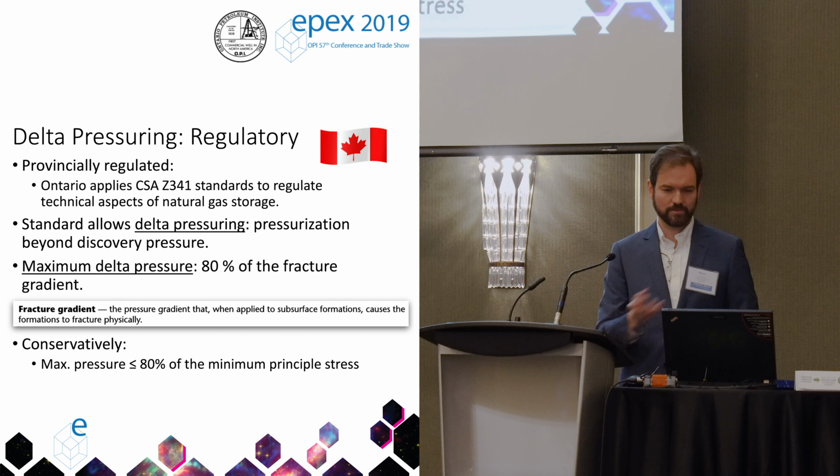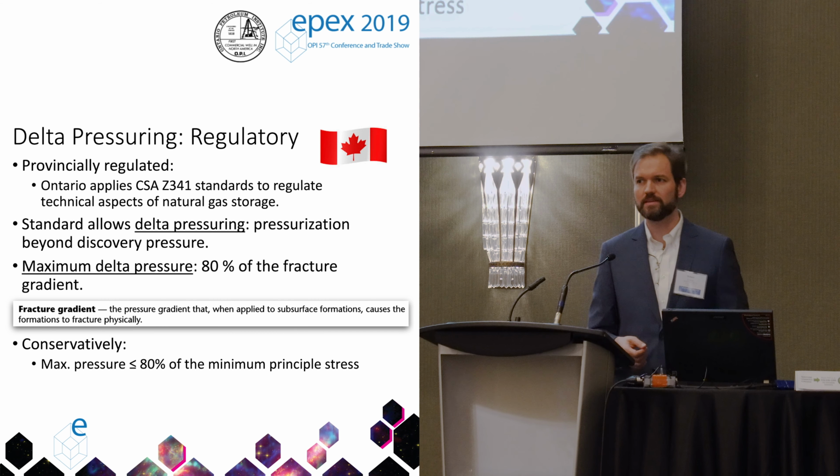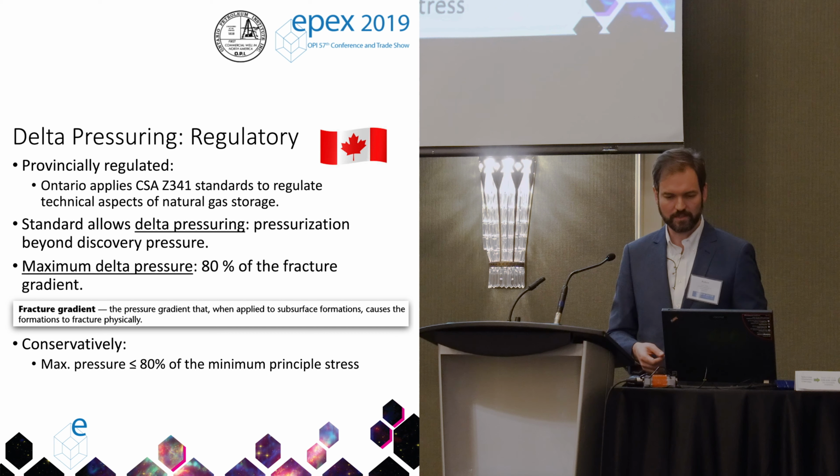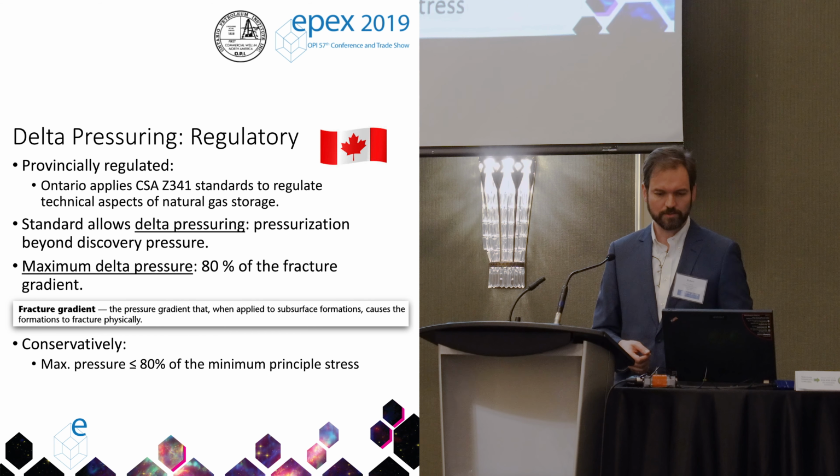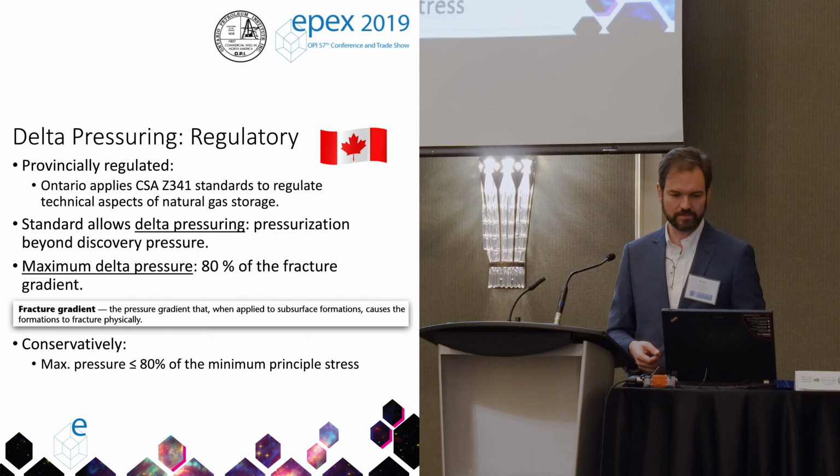So CSA Z341 is the applicable standard, or I guess in Ontario, that's what the regulator requires the operators to follow. And it allows delta pressuring, which means increasing the pressure beyond the discovery pressure of a natural gas reservoir, up to 80% of the fracture gradient. And the fracture gradient is defined in the standard as the pressure gradient that, when applied to subsurface formations, causes the formations to fracture physically, which we would interpret as you can't increase your pressure beyond 80% of the minimum principal stress.